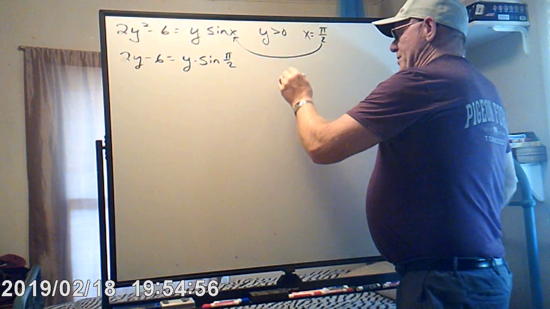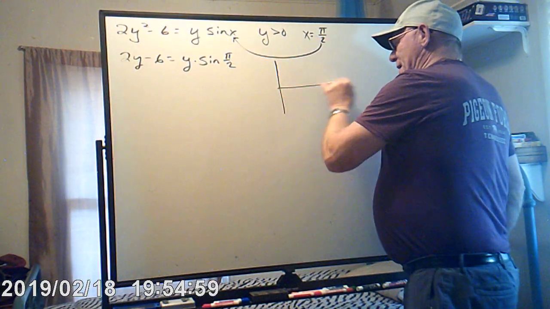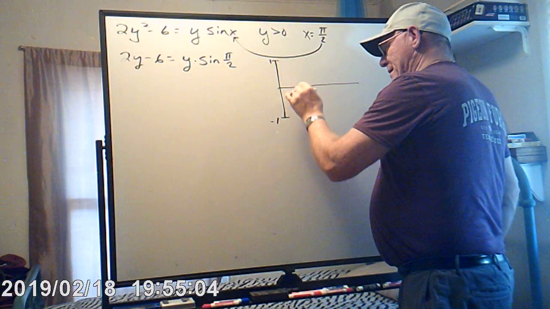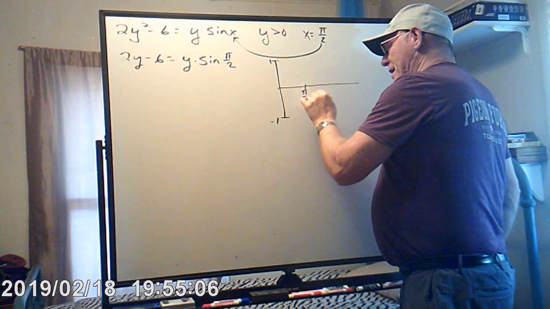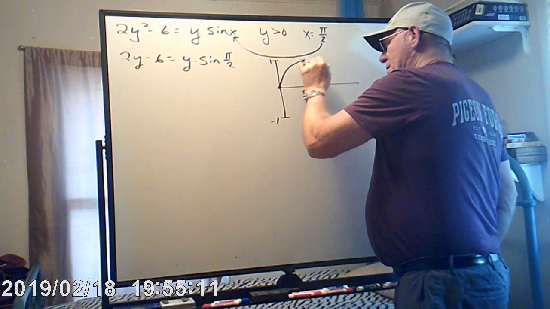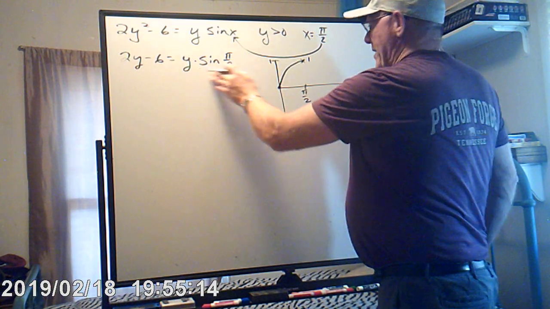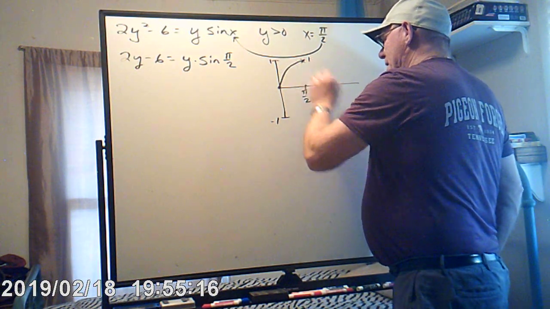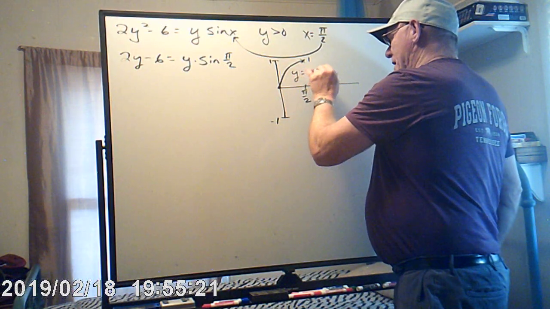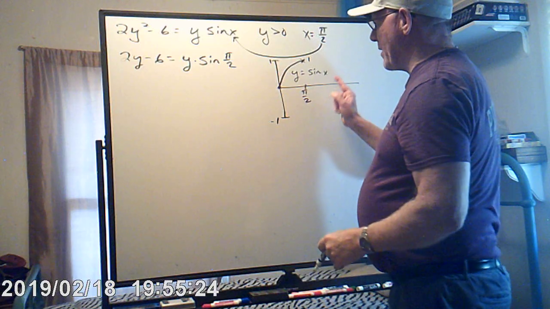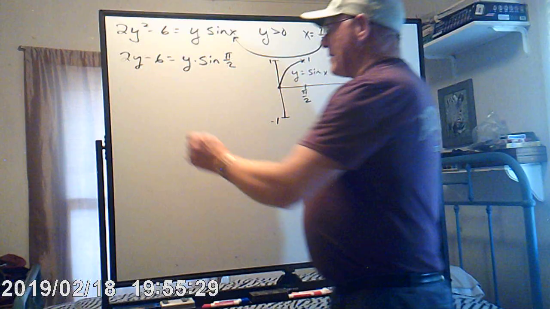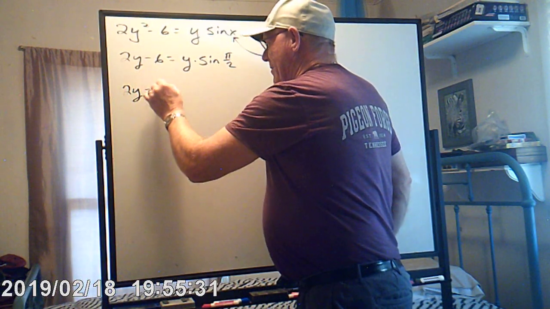Let's figure out what sine of pi over 2 is. I'll say y over pi over 2. Here's 1, here's negative 1, here is pi over 2 right here. Remember, sine starts here, it goes up to 1. So the y value is 1 at that point right here. Now this is y is equal to sine x. Alright, so sine of pi over 2 is 1, and you can probably commit that to memory as well. It would do you good to do that.